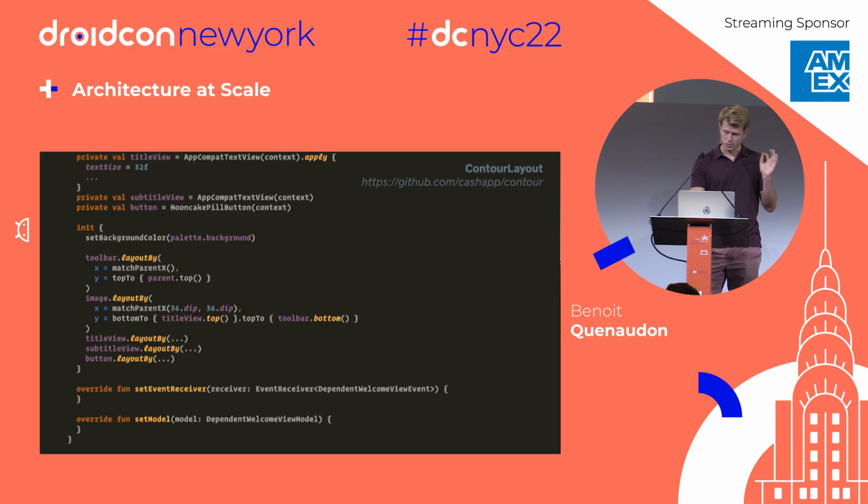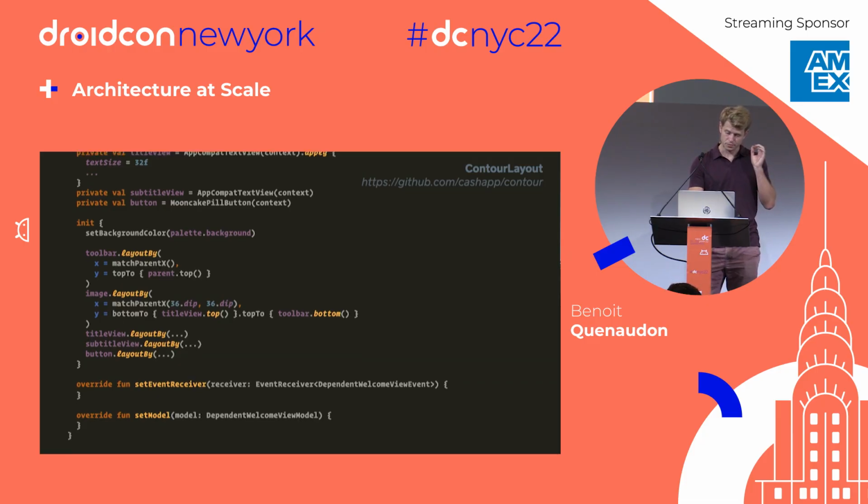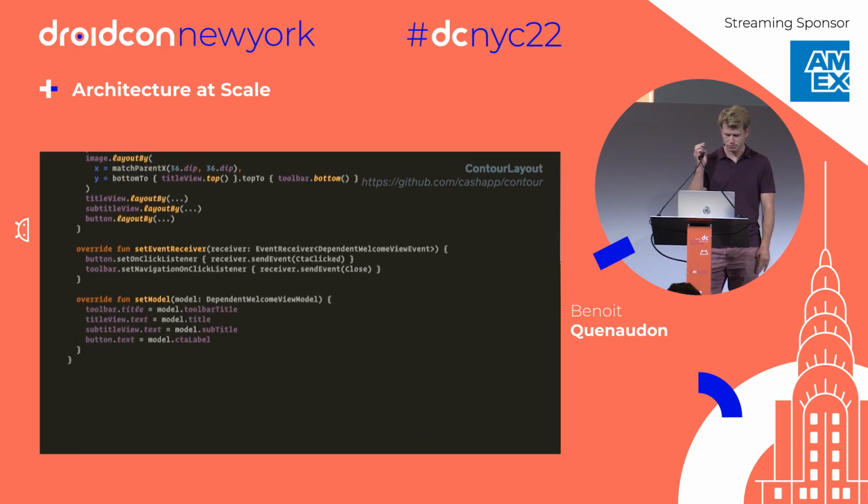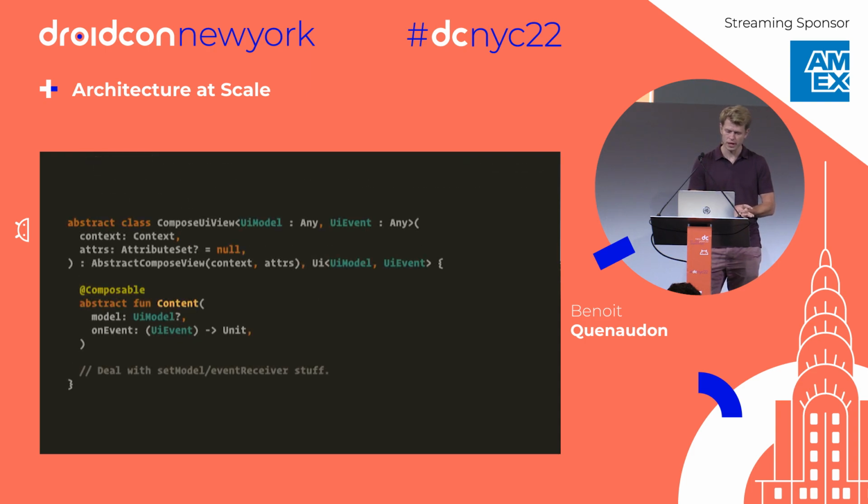So the rest is really simple. In send event receiver, we just bind the click listeners to send the CTA clicked or the close event. And model, in our case, is just setting the strings. We also have an abstraction to support Compose UI. And so instead of asking views to implement set model and the event receiver, we just pass the content method. So nothing special about this.